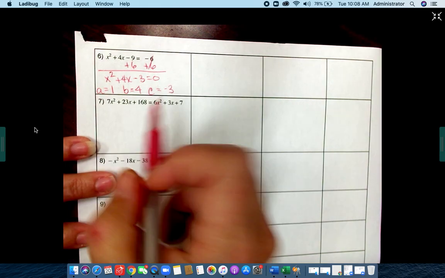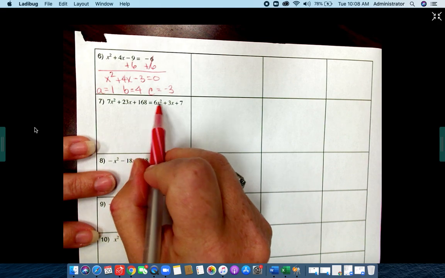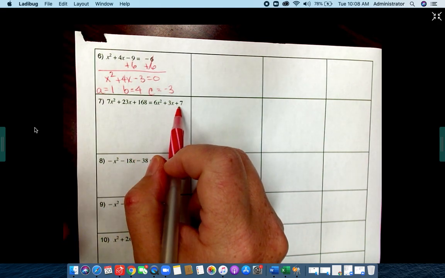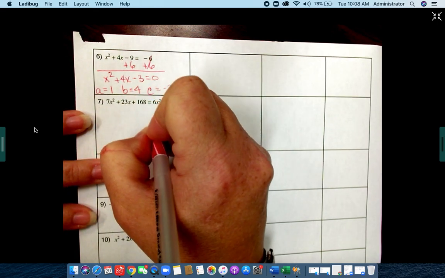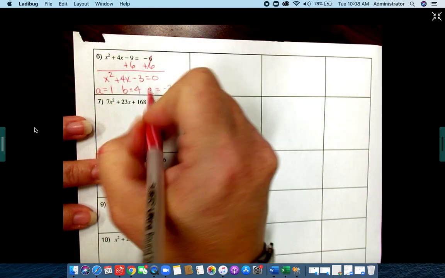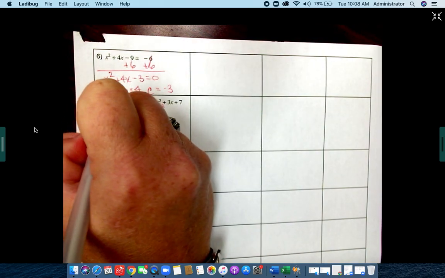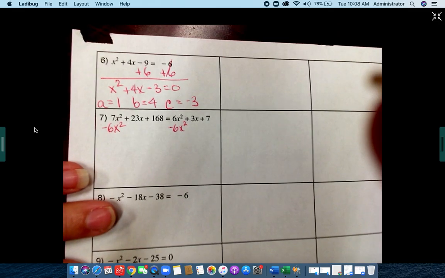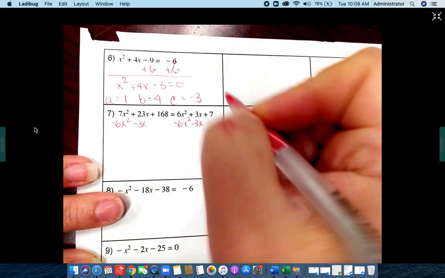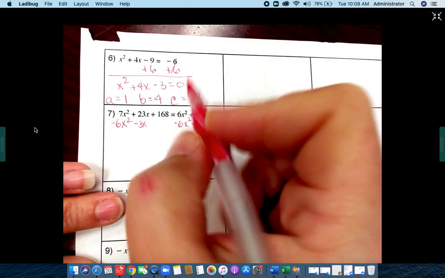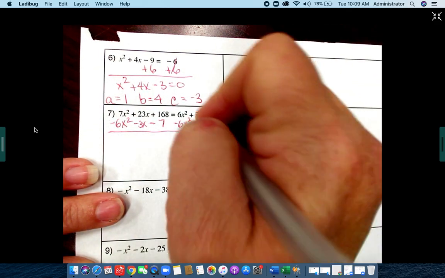Number 7, notice I have ax squared plus bx plus c equal to ax squared plus bx plus c. Again, I want to move everything to the left so I can make sure it's ax squared plus bx plus c equals 0. So watch what I'm going to do. If I subtract 6x squared on the right, I'm going to subtract it from the quadratic term on the left. If I subtract the linear term on the right, I'm going to subtract the linear term on the left. And if I subtract the constant term on the right, I'm going to subtract the constant term on the left. So what I do to one side, I do to the other.